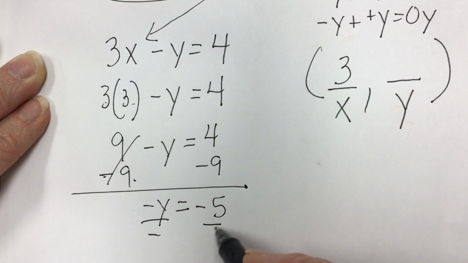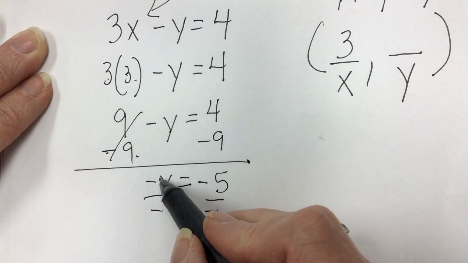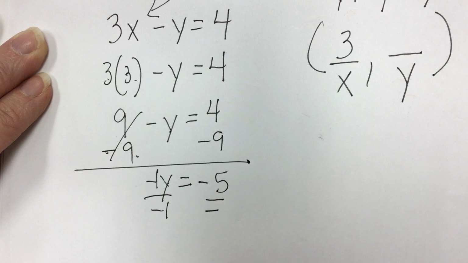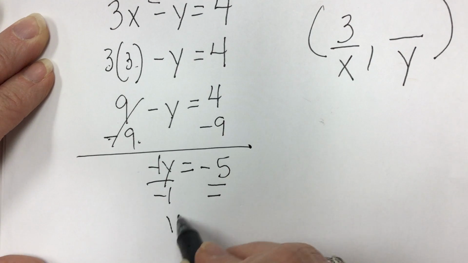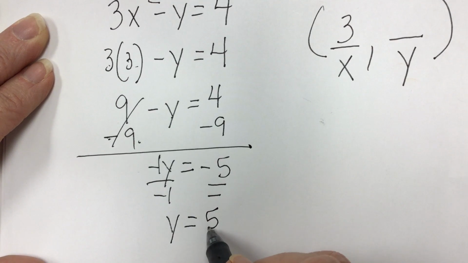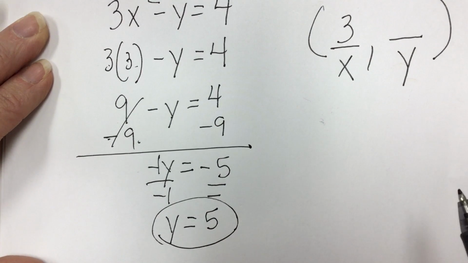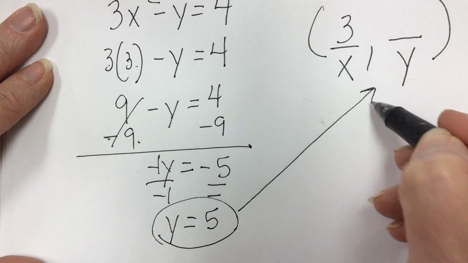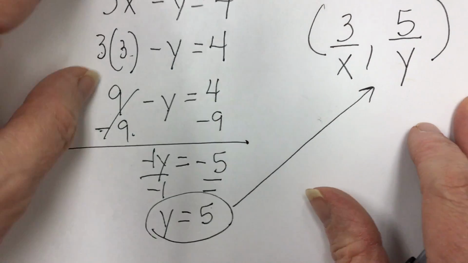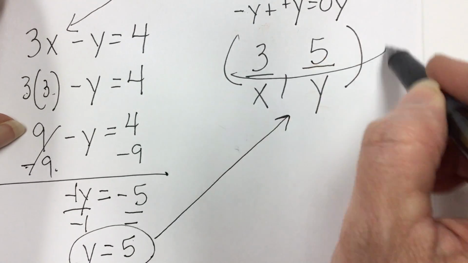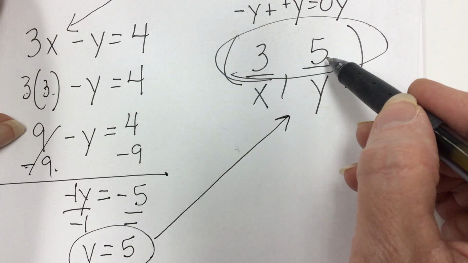Divide both sides by negative 1. You're not finished until you get a positive 1 in front of y. So you have to divide both sides by negative 1. Therefore, y is equal to positive 5. So y equals 5. So I'm going to take the value of y, which is 5, and plug it into my answer. So therefore, the point of intersection we found to be 3, 5.